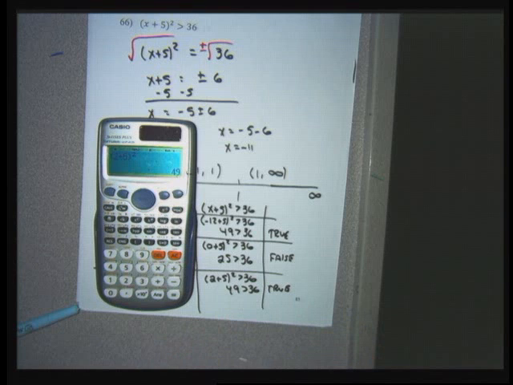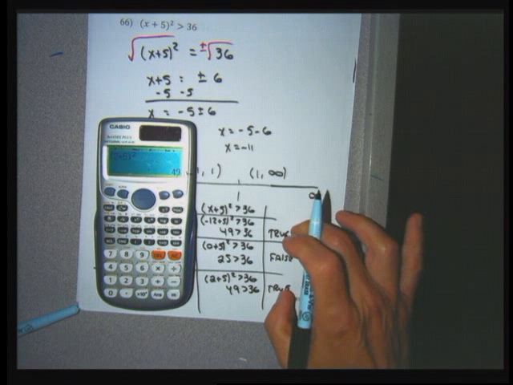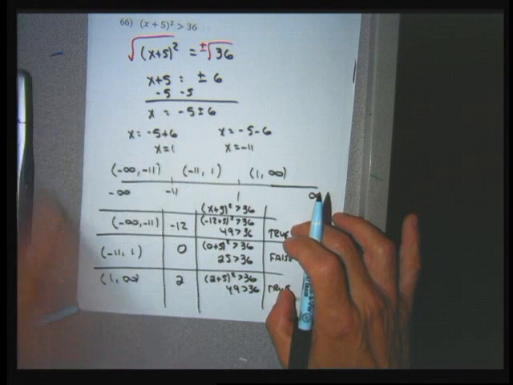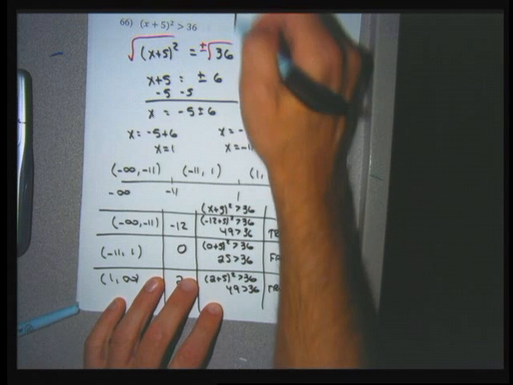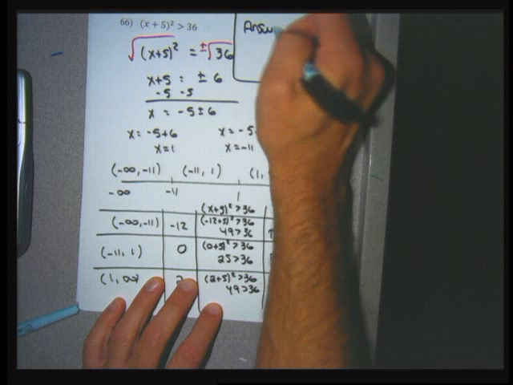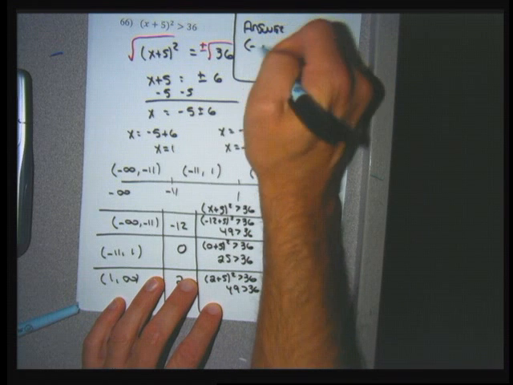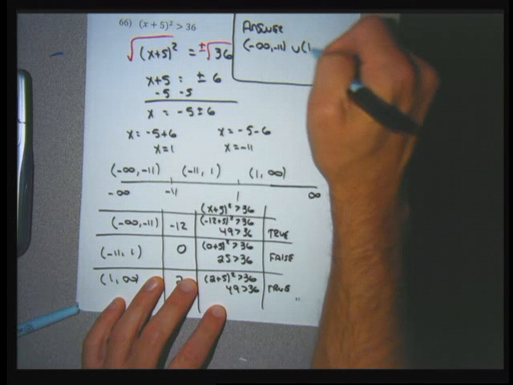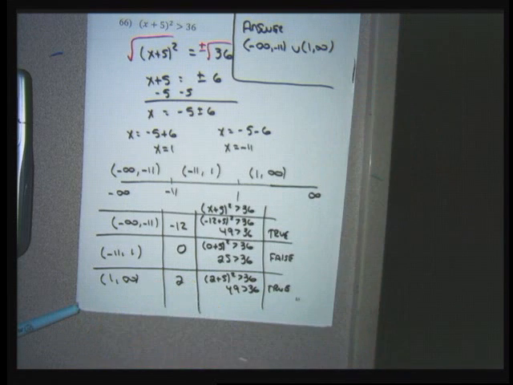So if on these problems you just want to start gambling and not doing all the work in the table, on the greater thans you get a true, false, true. On the less thans you get a false, true, false. It's going to work for all of our problems. It's not a coincidence because they're all kind of the same style of problem. They all kind of table-wise work the same way. So my answer to this is going to be from negative infinity to negative 11, union 1 to infinity, all round brackets.